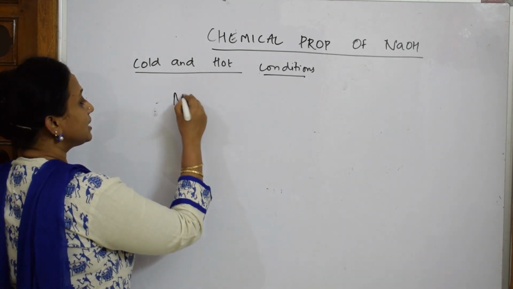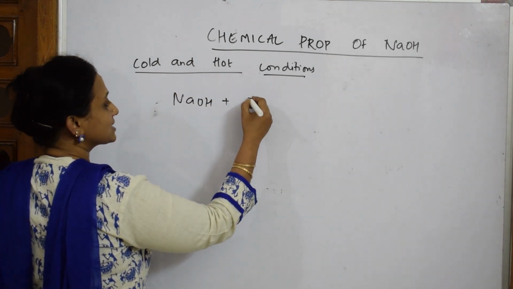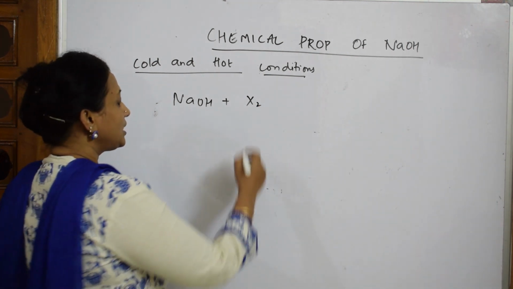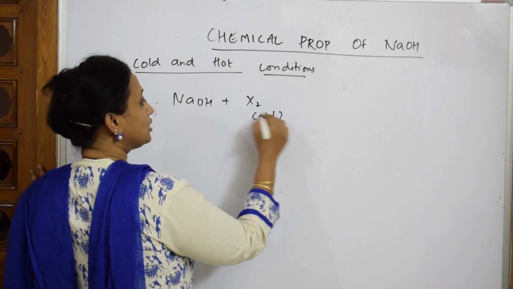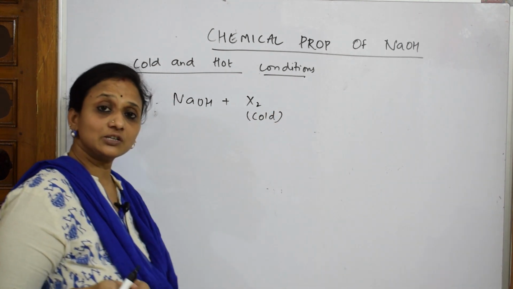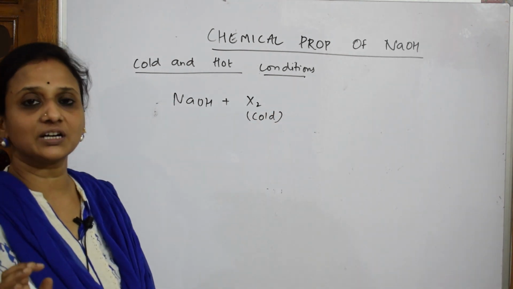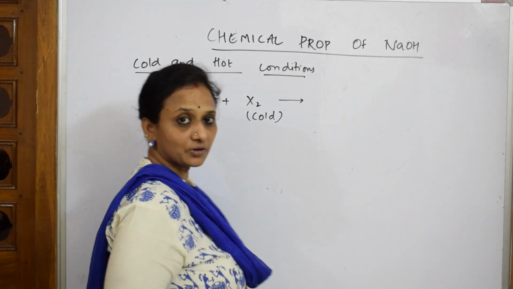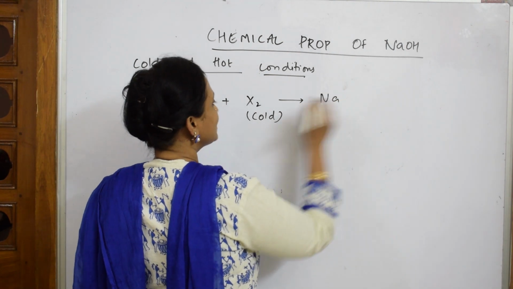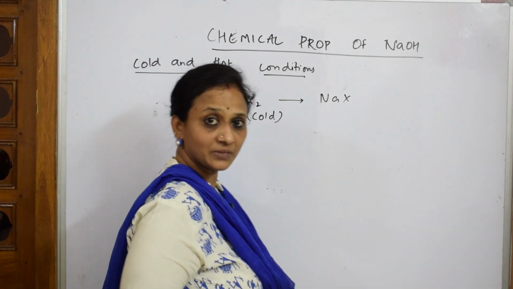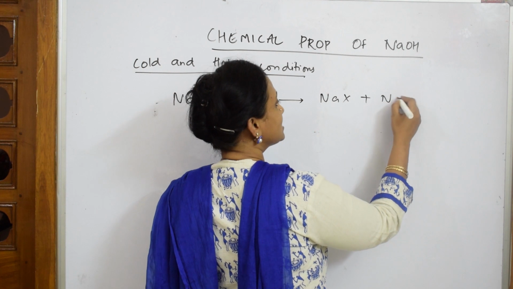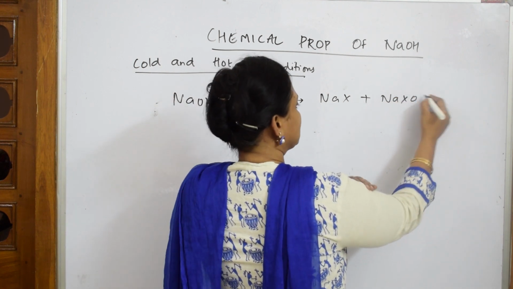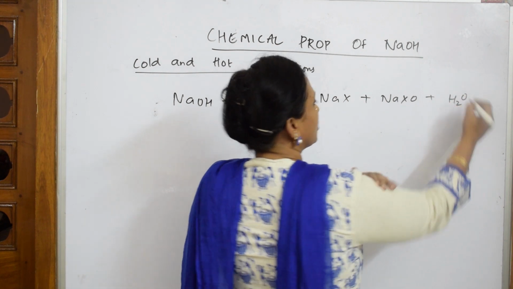Suppose your sodium hydroxide, or caustic soda, is reacting with, let me take initially the general reaction, X2, the halogen, let it be chlorine here. This halogen is in cold condition. You're going to take the cold condition of that particular reaction. So then you're going to get three important products. What are they? The first product is NaX. The next compound is NaXO, and the next compound is water.